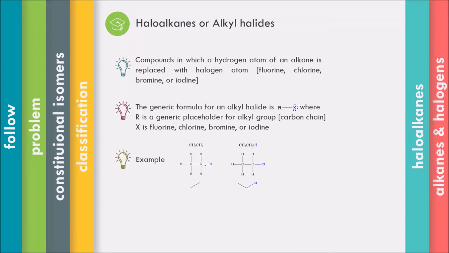Here is an example. So you can see on the left that this is ethane. It has 2 carbons connected by a single bond, and there is a hydrogen. If you take a look at the molecule on the right, the hydrogen is being replaced by chlorine, and you can also feel free to add 3 lone pairs or 6 electrons surrounding chlorine.